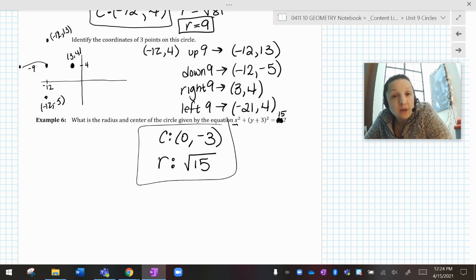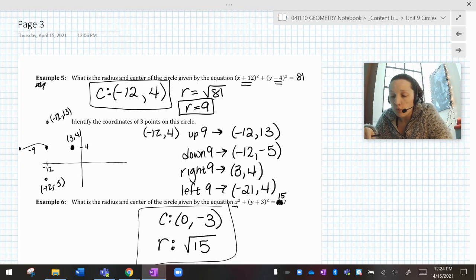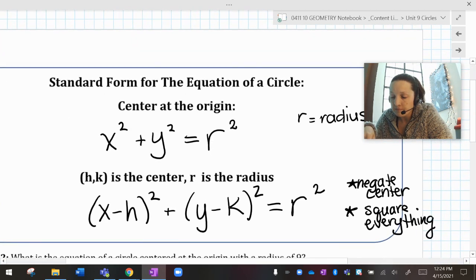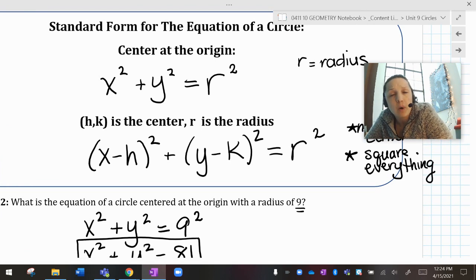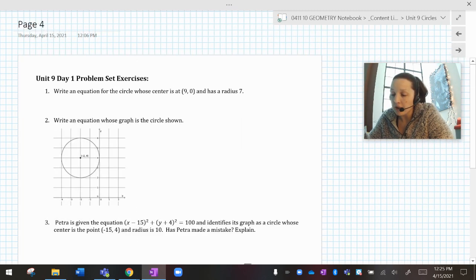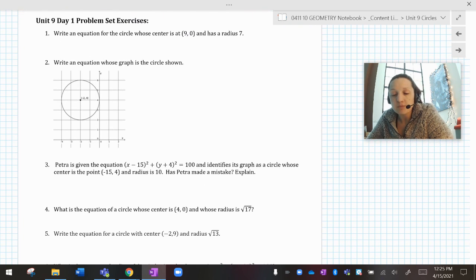Okay. So to get your center, you negate what's in the parentheses. To get your radius, you square root the number at the end. So you have learned 2 things today. If you want to create the equation of a circle, if you're centered at the origin, it's x squared plus y squared equals r squared. If you're not centered at the origin, you negate the center and make x minus h squared plus y minus k squared equals r squared. And then if you want to go backwards, you negate to find your center and square root to find your radius. Now that you understand that, try the practice problems where it says problem set exercises.